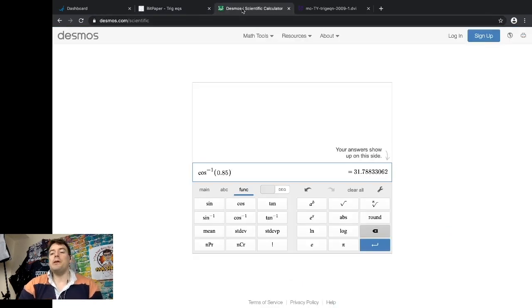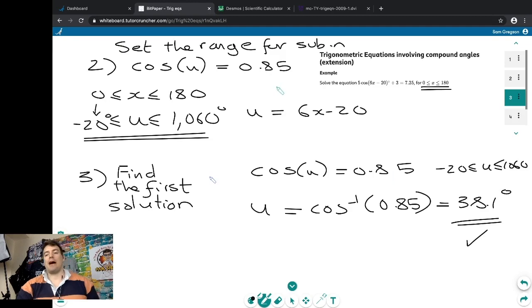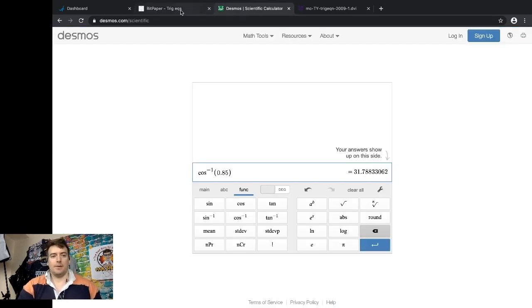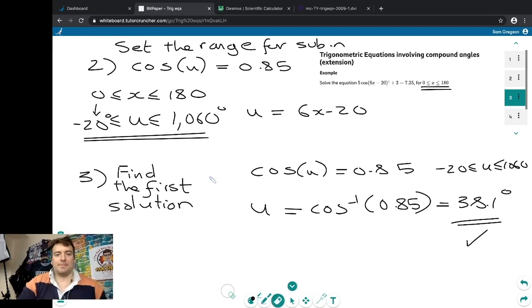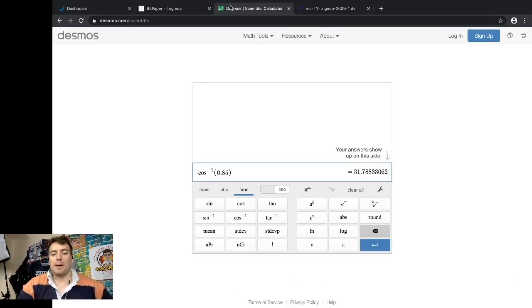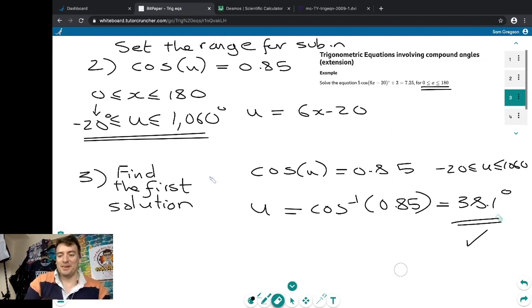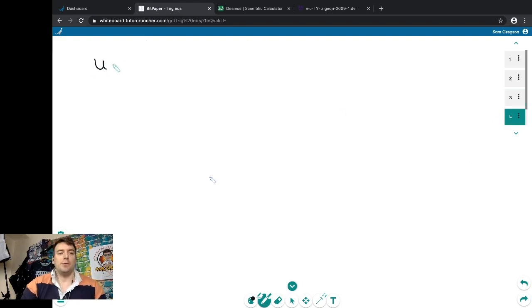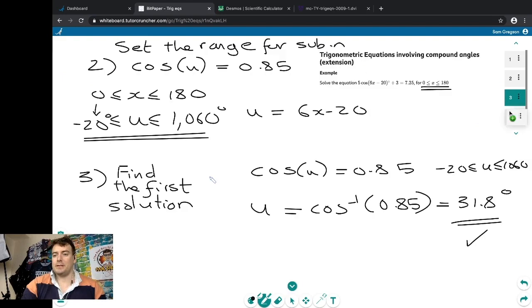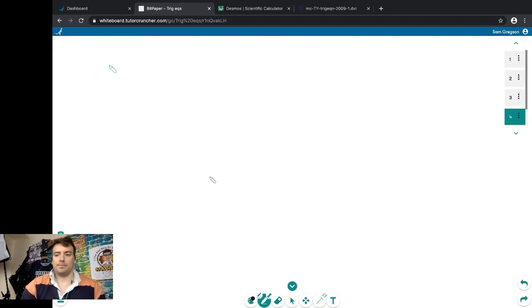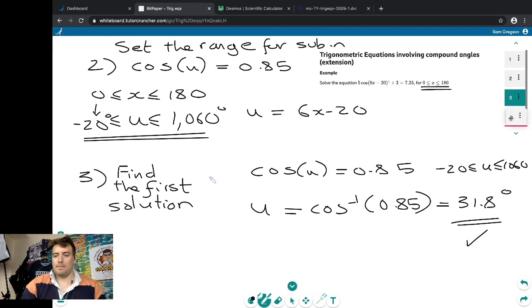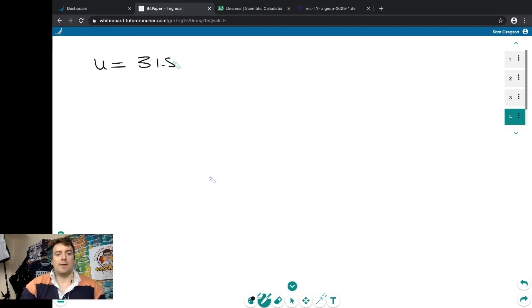But what do you know about a cos graph? It's periodic over 180 degrees, I guess. That's right, it's going to be periodic. By the way, this is 31.8, not 38.1. Small typo. Right, so 31.8 degrees. So you know that it's periodic, right? So for our first solution, u is equal to 31.8 degrees.